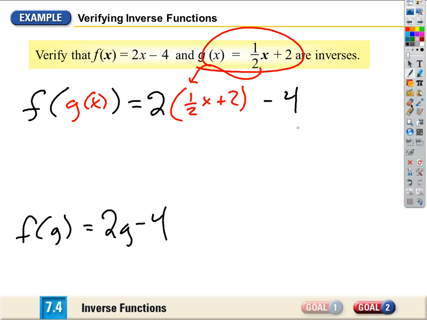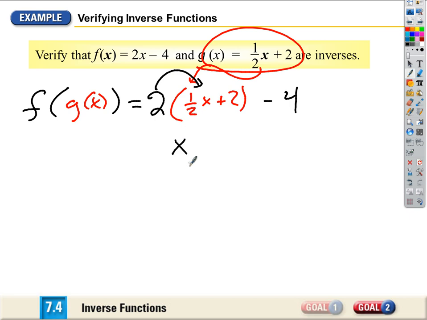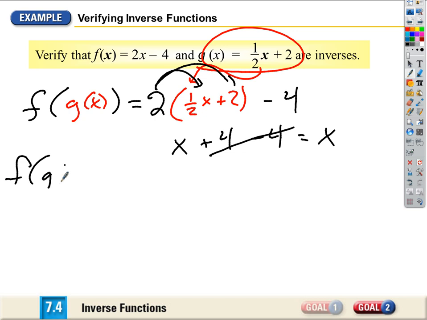Okay. So what does that work out to be? If I just simplify that, if I do the math, what do I get? I got to distribute the 2, right? So what's 2 times 1/2 x? X, right? Good. 2 times 1/2 is 1 times x, so that gives me x. 2 times 2 minus 4 equals, no, x. Yeah, those cancel, so I just get x, right? So f of g of x equals x.